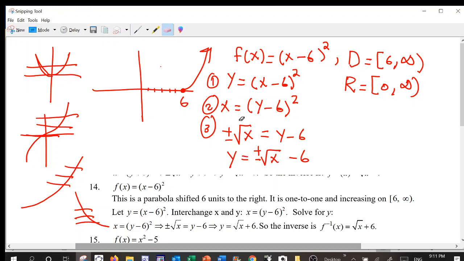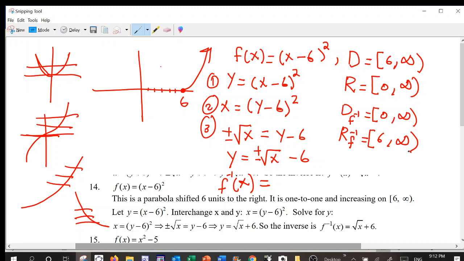Now here's the problem. We cannot write y equals plus and minus square root of x minus 6 the same as f inverse. We can't say f inverse equals that. Why? Because f inverse is a function and this is not a function. What's the remedy? Well, the remedy is to go back and remember that property that we said: the domain of the inverse is the range of the function, and the range of the inverse is the domain of the function.